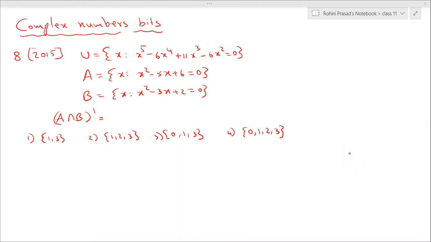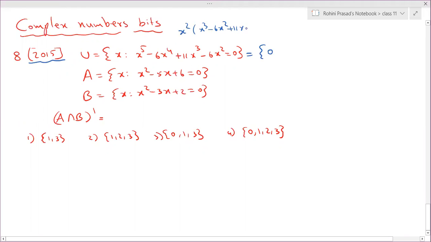It's given in 2015. The question asked is to calculate A intersection B whole complement. You just need to convert them into list form. It's very clear that 0 is a root. If you take x square common here, x cube minus 6x square plus 11x minus 6 equal to 0.